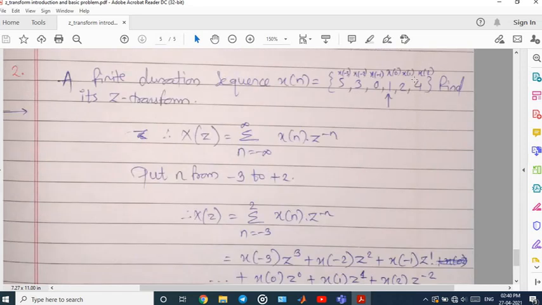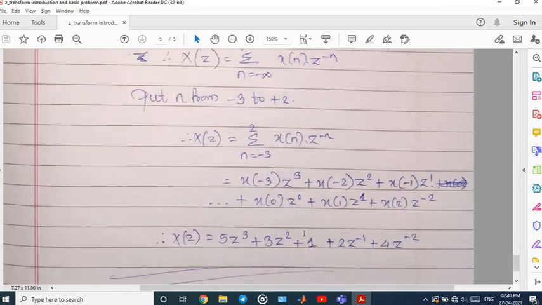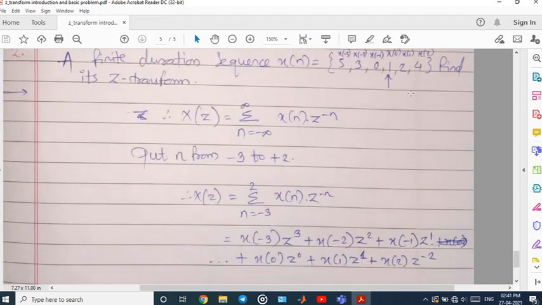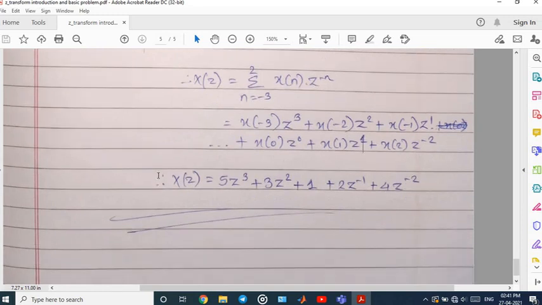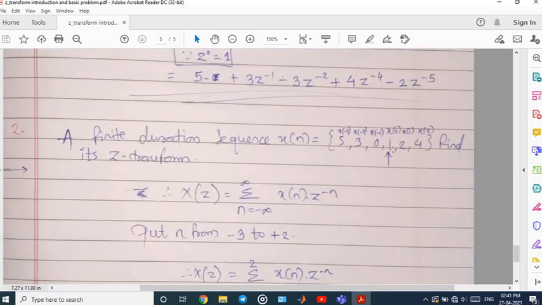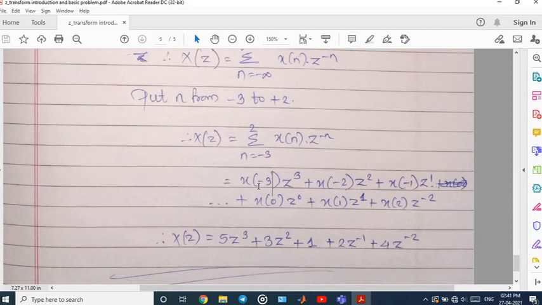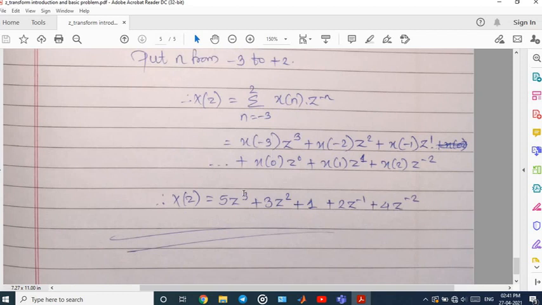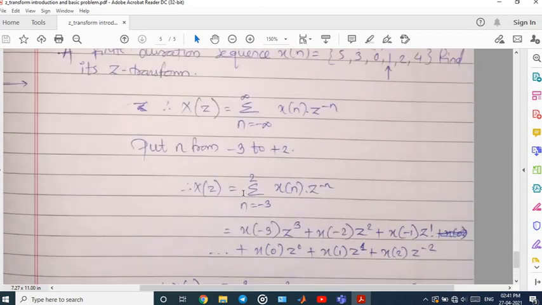Then x of 0 is 1, then z to the power 0 is 1. Okay, 1 into 1 is 1, then x of 1 is 2, z to the power minus 1 as it is. Here it is minus 1, corrected. Then the x of 2 is 4, and z to the power minus 2 as it is. So this is the z transform of this x of n for this kind of sequences. So this is the answer.